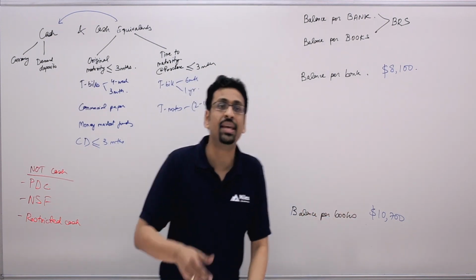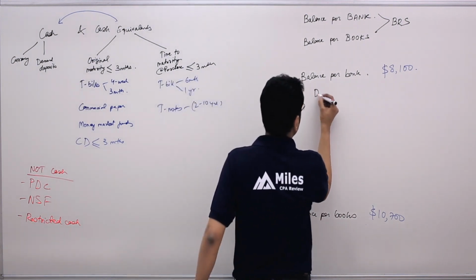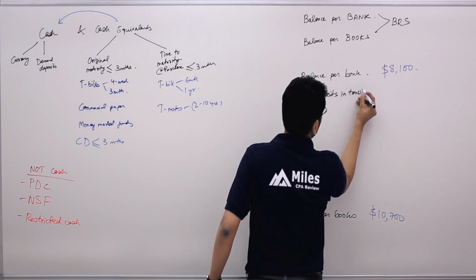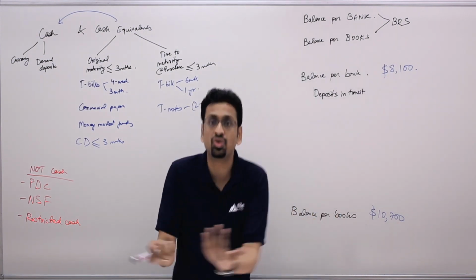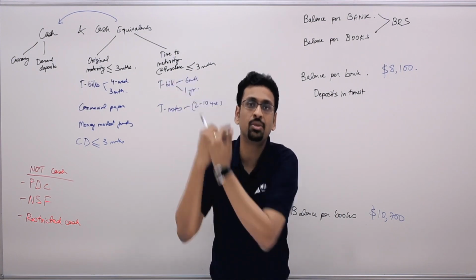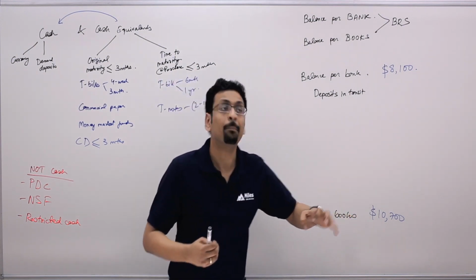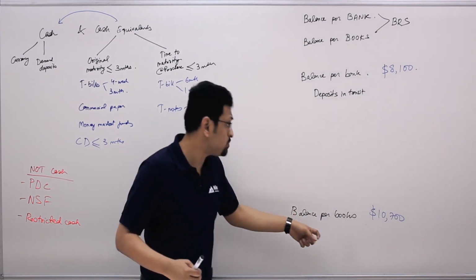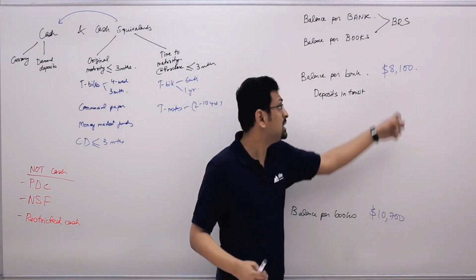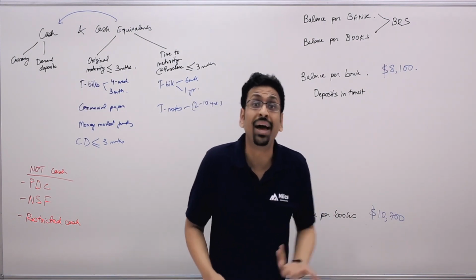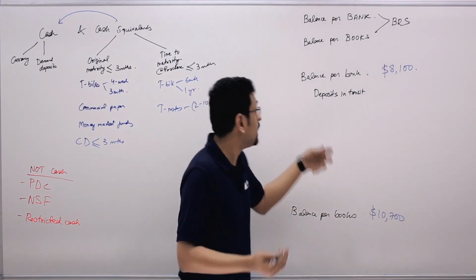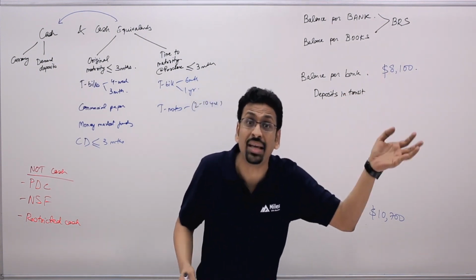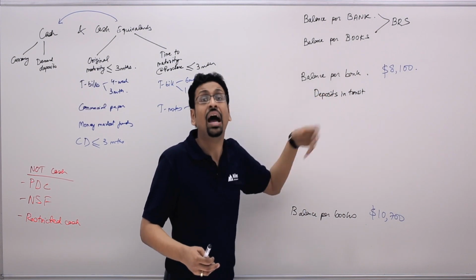So guys, let us say you have deposited certain checks which are in transit. You received checks from your accounts receivable, from your customers, and you deposited them into the bank. But they are still in transit. They have not yet been cleared by the bank. On your cash book, you've already increased the balance, but the bank will not increase the balance until the check is cleared. So that becomes a deposit in transit.